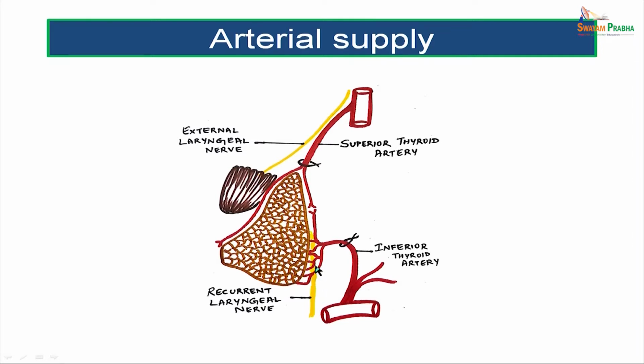Because it is related here, to the posterior aspect of the lateral lobe, whenever there is enlargement of the thyroid gland, the enlargement commonly happens posteriorly because of the false capsule being thinner. Compression of this recurrent laryngeal nerve can result in hoarseness of voice. If it compresses the external laryngeal nerve, it results in weakness of voice.